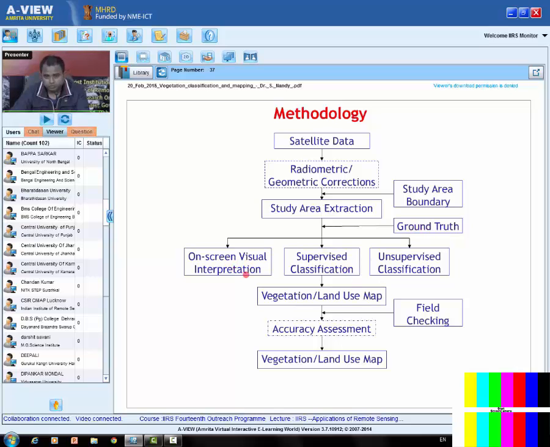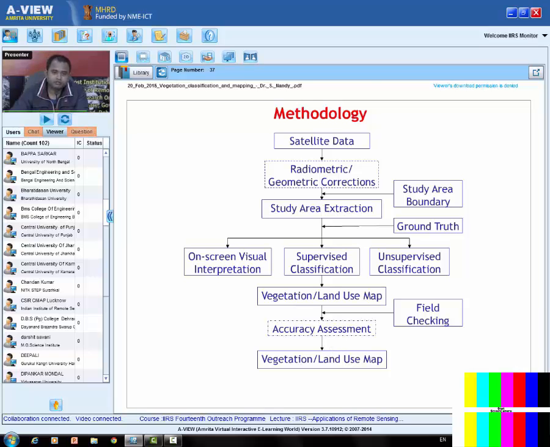So all these three things, on-screen visual interpretation, supervised and unsupervised, should be connected to this. So these three vegetation type land use maps are created or generated. All these maps are again taken to the field for field check or ground check, and to assess the accuracy of this map, and finally I get the vegetation type map with certain accuracy.